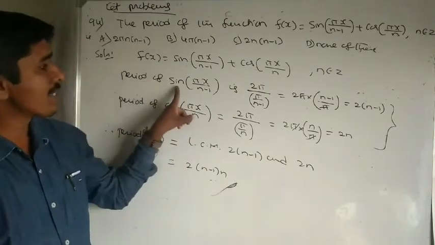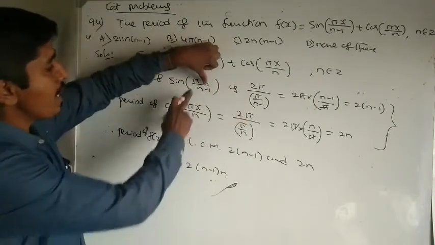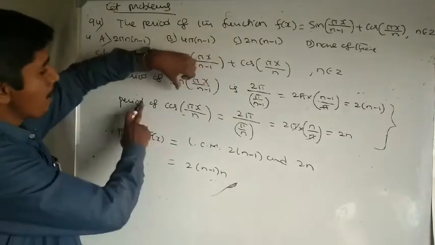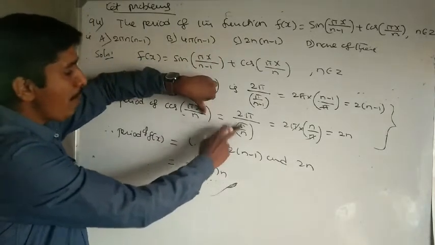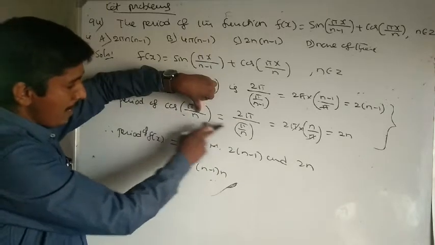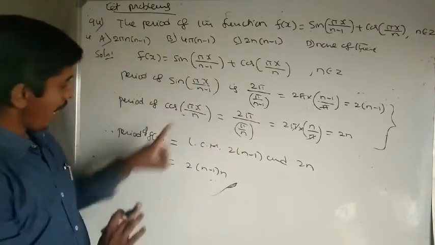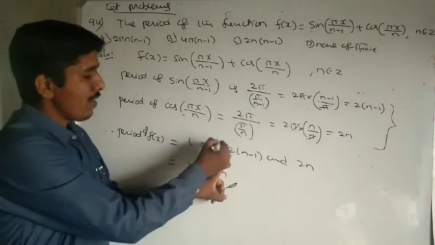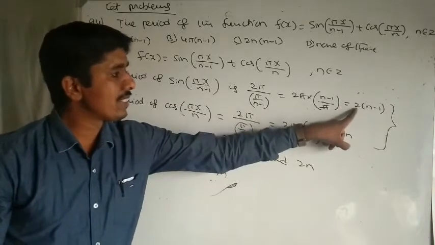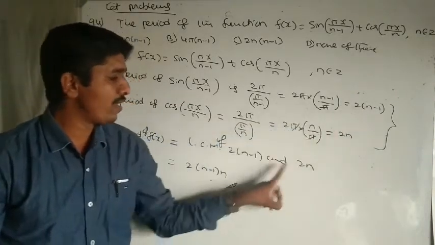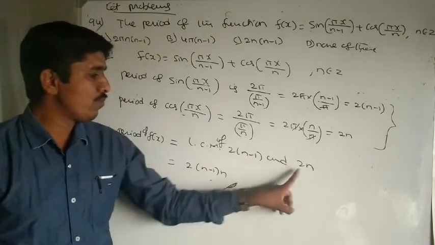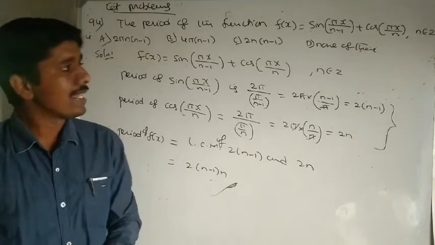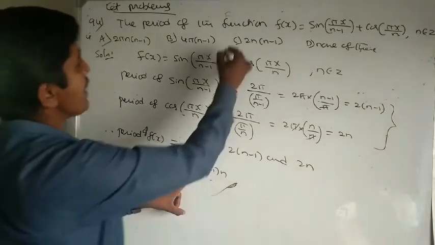Got it. How to find the period of sin: take 2 pi divided by the x coefficient, pi by n minus 1. Simplify, you get 2 into n minus 1. The period of the cos function is 2 pi divided by the coefficient of x, pi by n. Simplify, you get 2n. The period of the given function is nothing but the LCM of the sin and cos periods, 2 into n minus 1 and 2n. Clearly 2 is contained in both factors, next n minus 1 and n are different, so the product is 2 into n minus 1 into n. Clearly, C option is the right option.